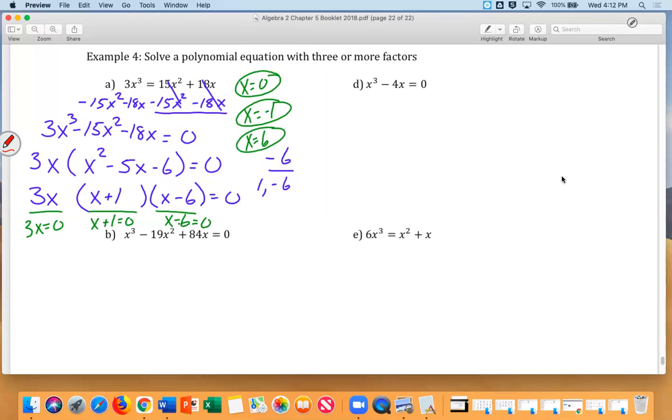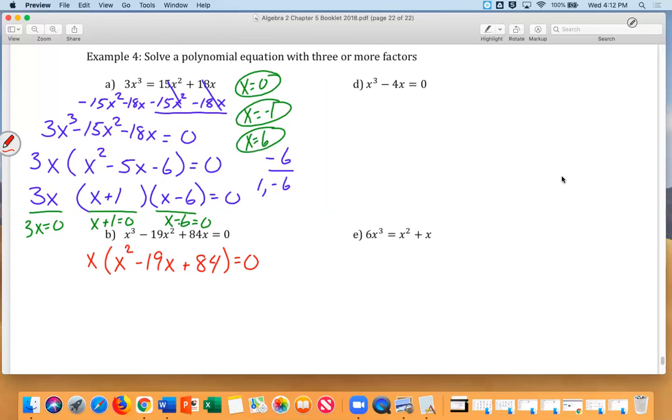All right, let's go straight to B. That one's easy because I didn't have to move anything. So I notice they all share an x. I'm going to pull that x out. Leaves me with x squared minus 19x plus 84.